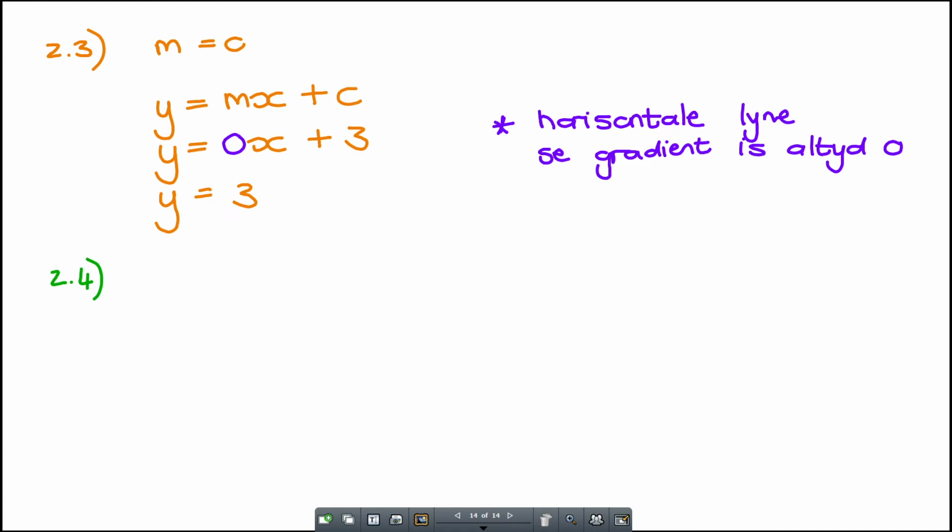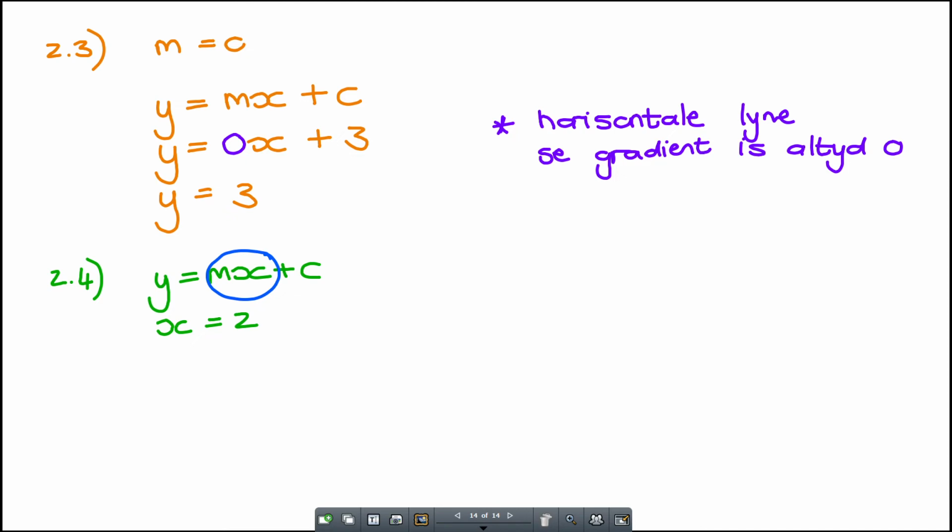Voordat ons antwoord, kom ons kyk gou vinnig na die vergelyking. Y is gelyk aan mx plus c. Nee, wat is die vergelyking van daai lyn? It cuts through the x-axis, so that equation will just be x is equal to 2. Stem julle saam? Nou, hoe op aarde gaan ek daai kry dat hy 2 is? Jy gaan nie kan nie.